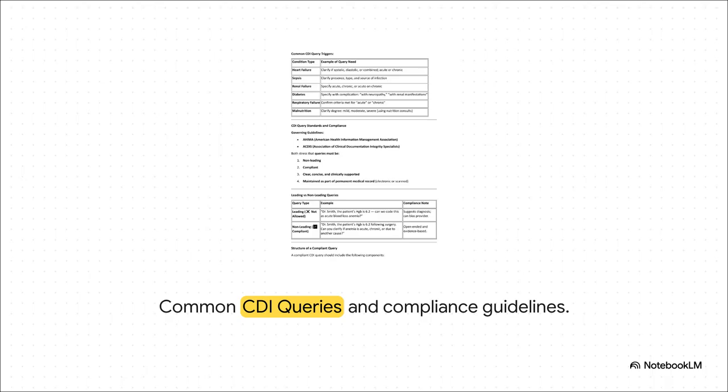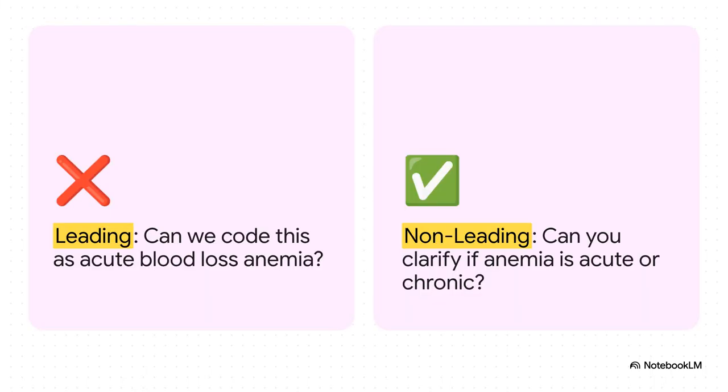Payer audit denial defense relies entirely on this specific clinical validation. You have to track acute drops in hemoglobin and hematocrit, or note the administration of PRBC blood transfusions to back up the claim. So the crucial point here is how you legally formulate that query. AHIMA and ACDIS guidelines are very strict.